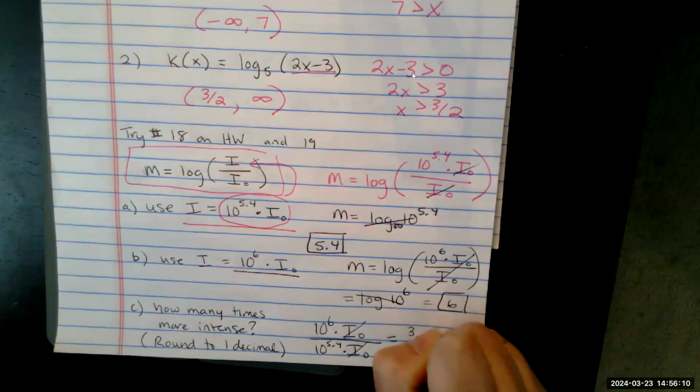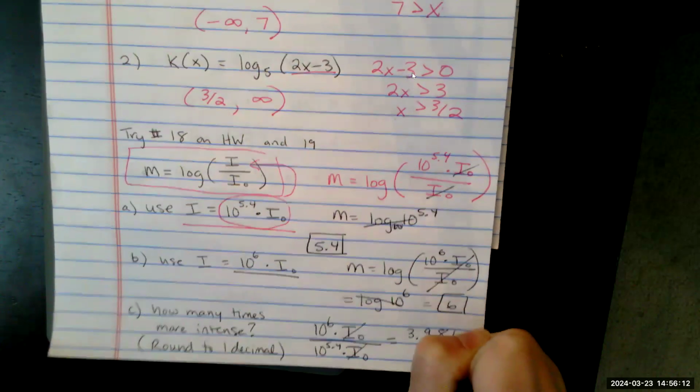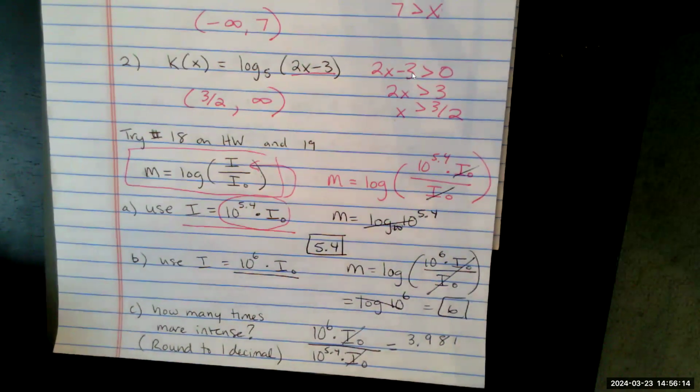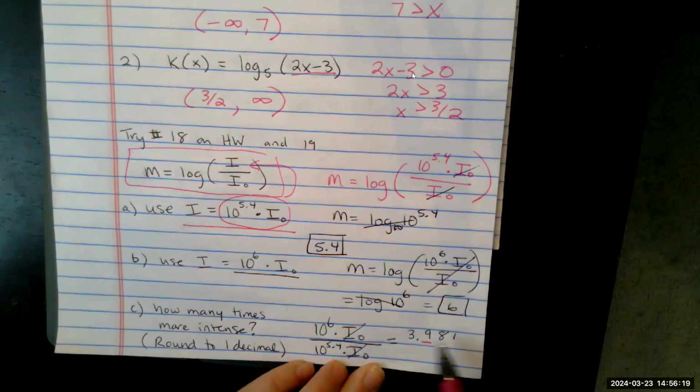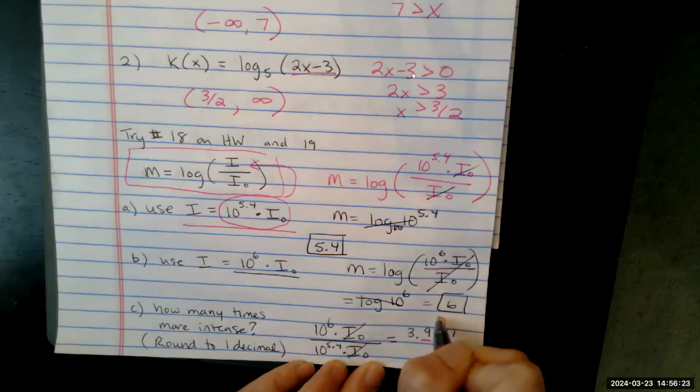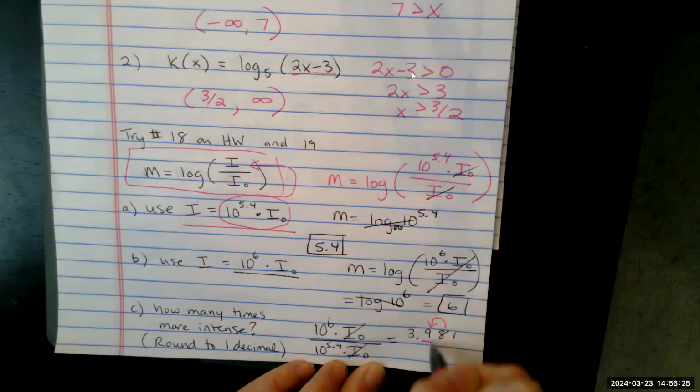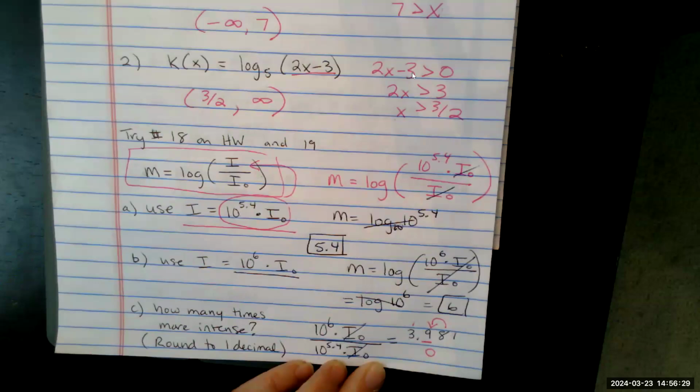And I got 3.98, etc. So be careful with your rounding. If we're rounding to 1 decimal, that's right here, but there's an 8 next to the 9. So the 9 is going to go up to 10, which really means that we have to add to the 3 as well.